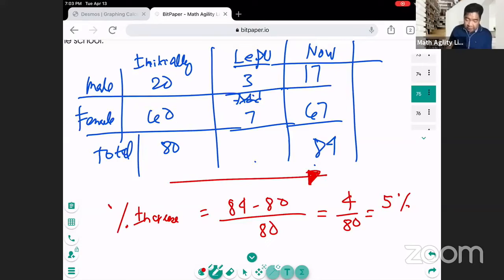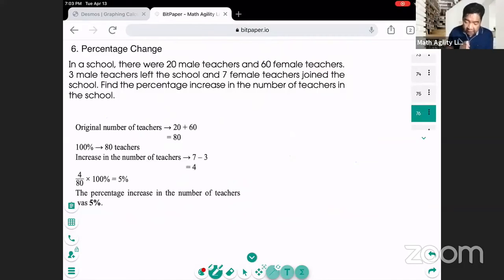All right, so let's go through how Singapore Math will solve this kind of problem. Okay, it's given here, the original number of teachers is 20 plus 60. So this is the 20 male teachers and the 60 female teachers. Adding it together, it would give us 80.